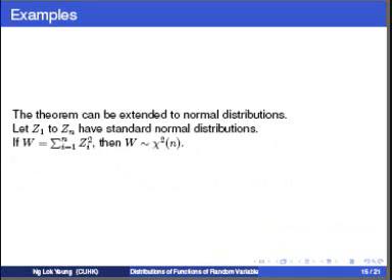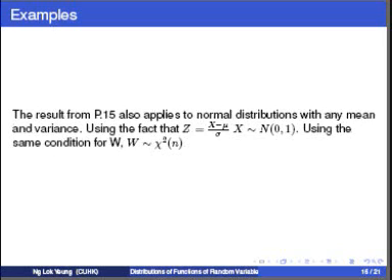The theorem of the above example can be extended to normal distributions. Let Z1 to Zn have standard normal distributions. Let W equal the sum of Z1 squared to Zn squared. Then W has a chi-squared n distribution. The result from page 15 also applies to normal distributions of any means and variances. By using the transformation Z equals X minus mu over sigma, we can transform X to a standard normal distribution, and thus using the same condition for Y, this W also follows chi-squared n.